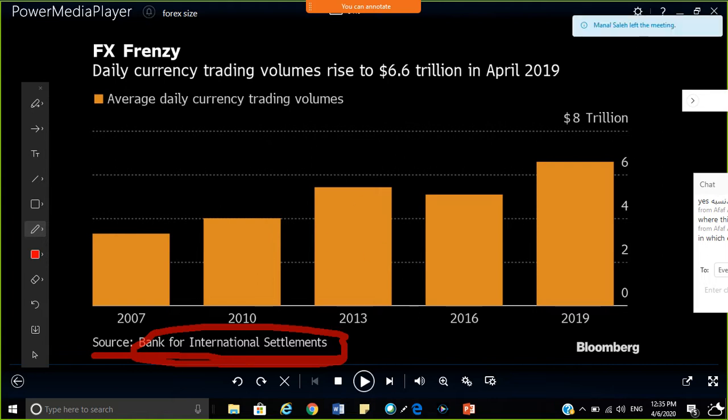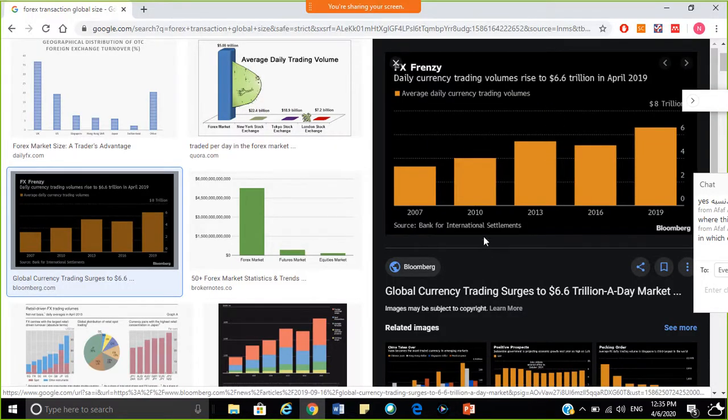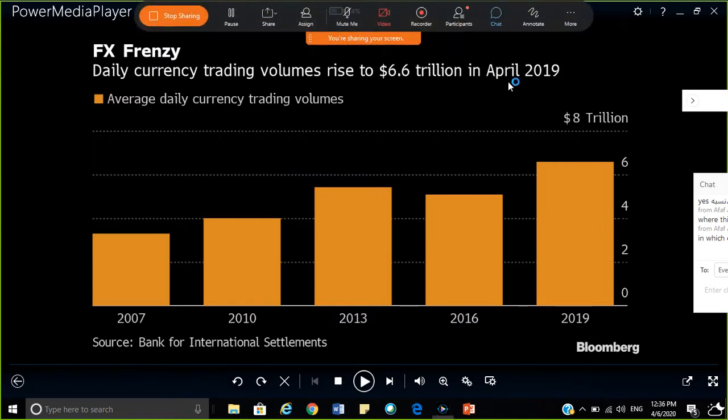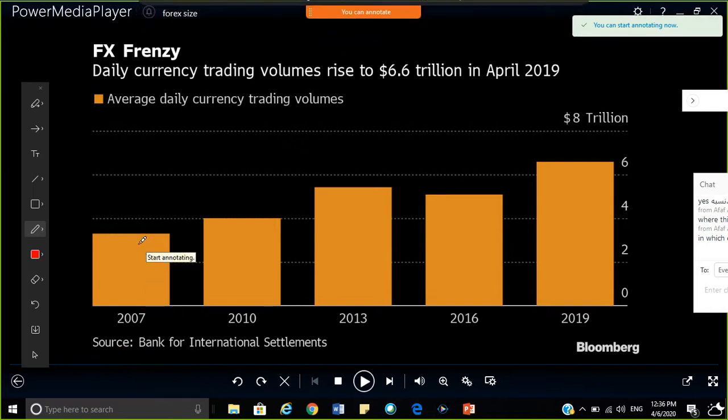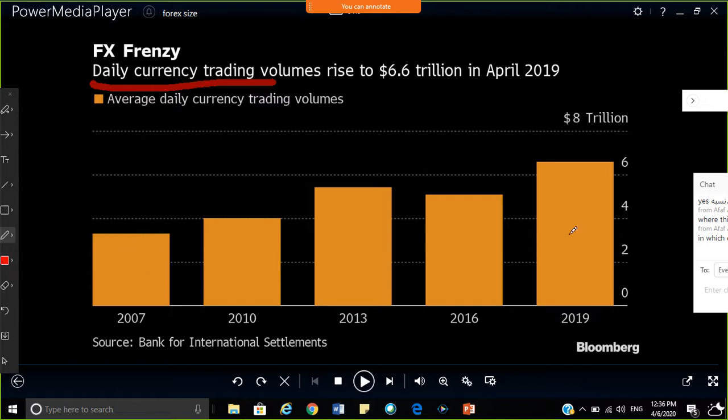Okay, and if you want to look at the source, here is the source. So, you can go to the website and find out. This figure is general foreign exchange trading across the world. It has been given by the Bank for International Settlements, and it shows the level of daily transaction of currency. Look, in 2007, the transaction size was about $3 trillion daily across the world.